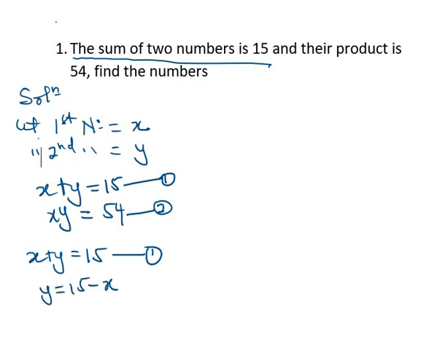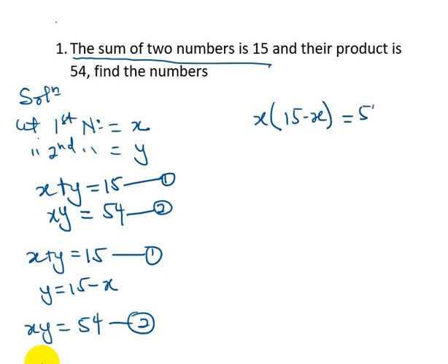Now we put this in equation 2, and equation 2 is xy being equal to 54. So anywhere I see y in equation 2, I'm going to put 15 minus x. So I'm going to get x bracket 15 minus x, then I'll equate it to 54. Now what do we do when we see a bracket? We clear the bracket, so we multiply through.